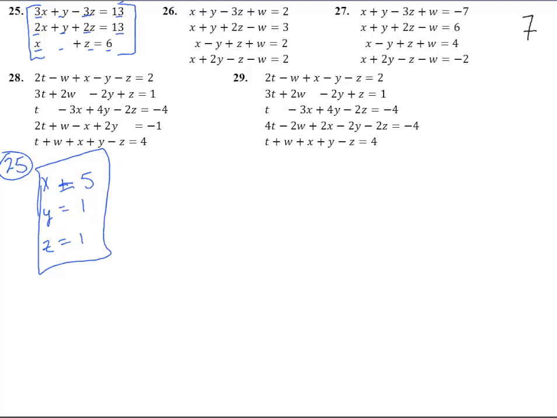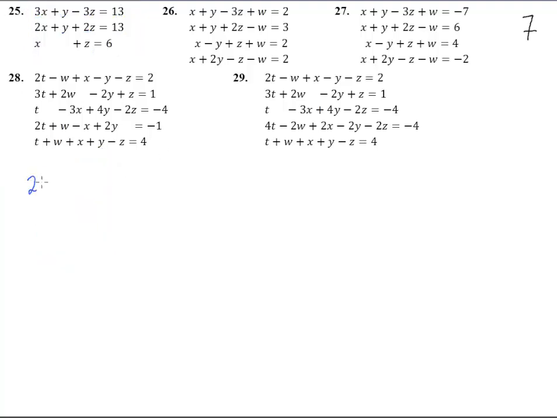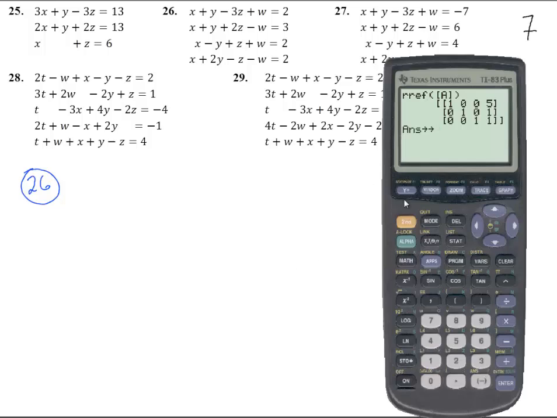So number 26. We'll bring out the calculator again. And now note, let's clear off that. Now we note that when we go to the matrix, we have to edit it, and we have to make it a 4 by 5 matrix. Now let's stick the numbers in.